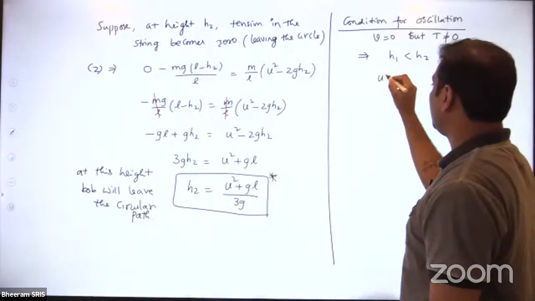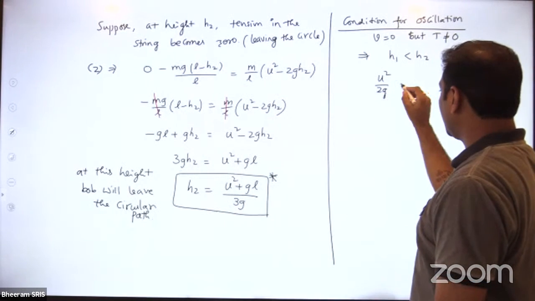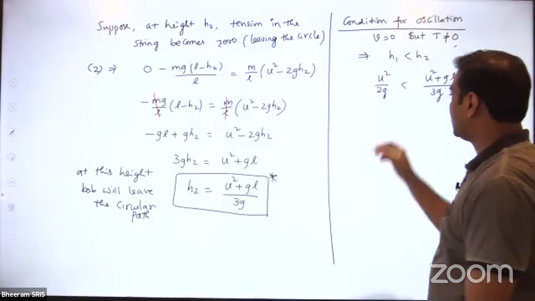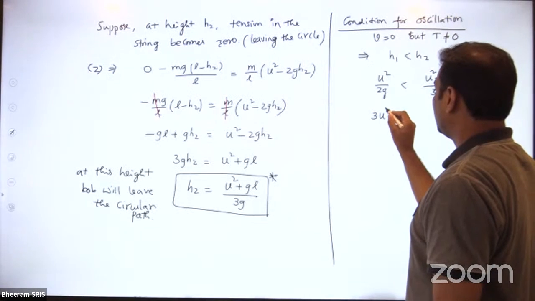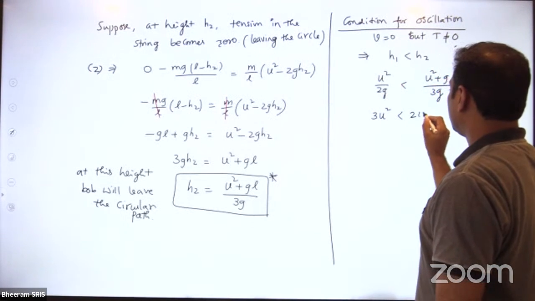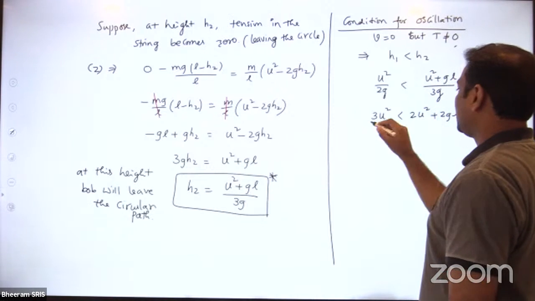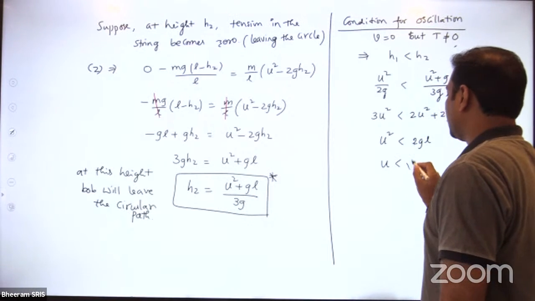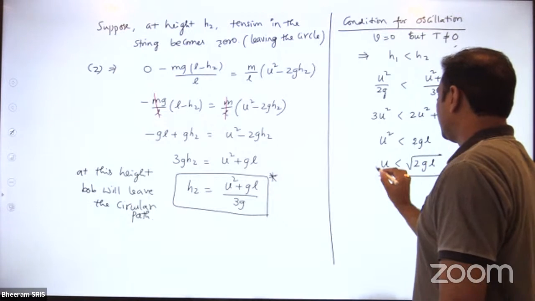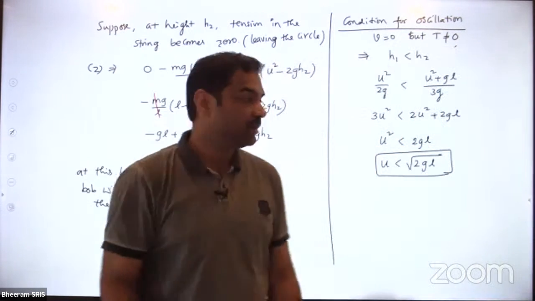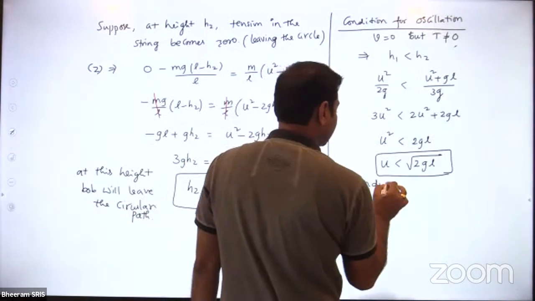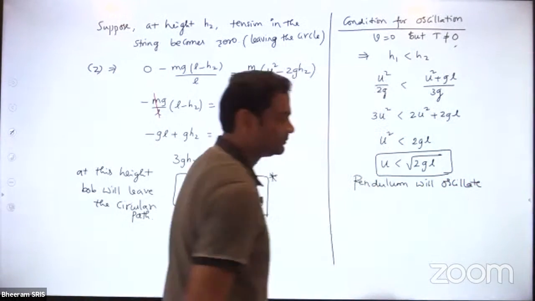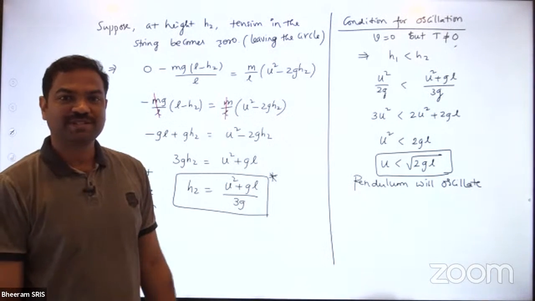Then H1 is less than H2. What is H1 less than H2? u square by 2g is less than (u square plus gL) by 3g. Okay? So g, g cancel out. Cross multiply: 3u square is less than 2u square plus 2gL. Then take the 2u square on this side. It is u square less than 2gL. Then what is the u value? It should be less than root 2gL. When u value is less than root 2gL, then the pendulum will oscillate. Okay? This is the condition for initial velocity. Pendulum will oscillate.